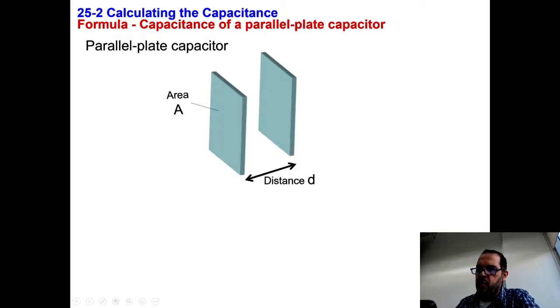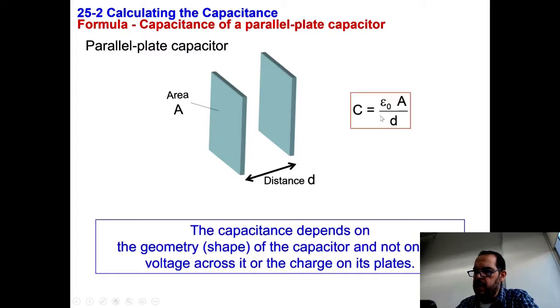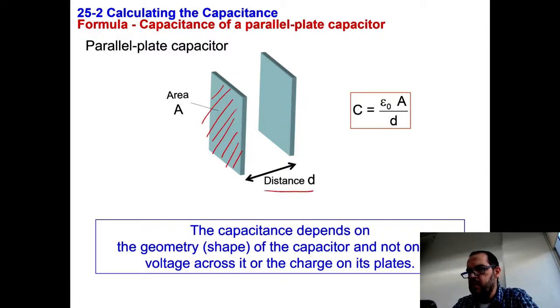Okay, so what is the capacitance equal to? The capacitance is equal to epsilon 0 times the area of the capacitor plate divided by the distance between the two plates. So this is the area of each of the plates of the capacitor. This is a parallel plate capacitor. The distance is the separation between the two plates.